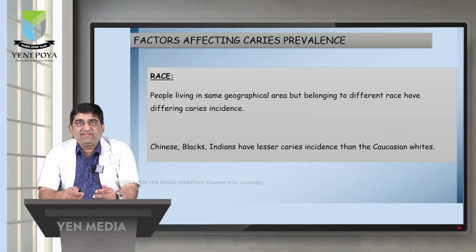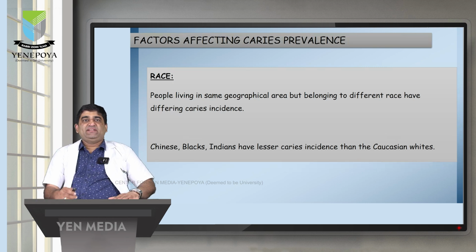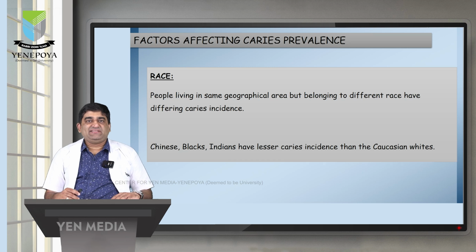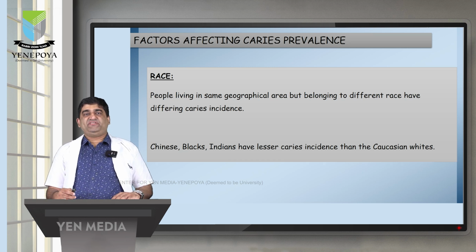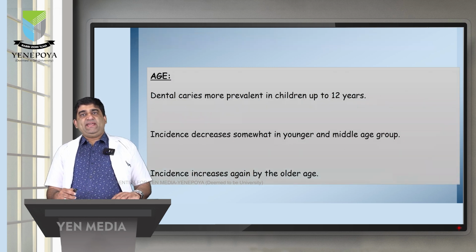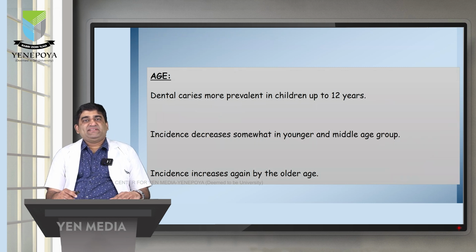Now, coming to the prevalence due to race, people living in the same geographic area but belonging to different races have differing caries incidence. Chinese, blacks and Indians have a lesser caries incidence than Caucasian whites. Age: dental caries is more prevalent in children up to 12 years. The incidence decreases somewhat in the young and middle age groups, and the incidence again increases by old age.